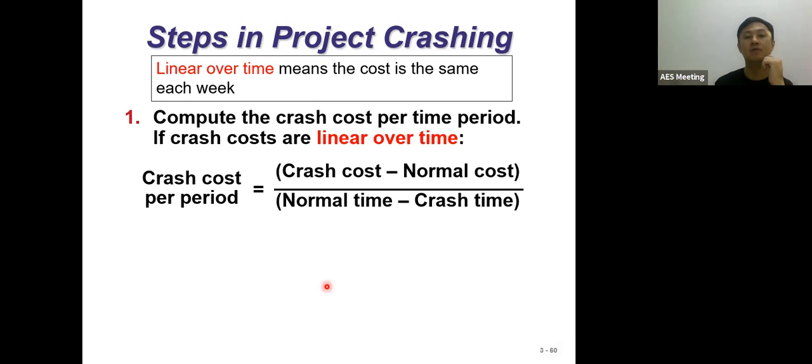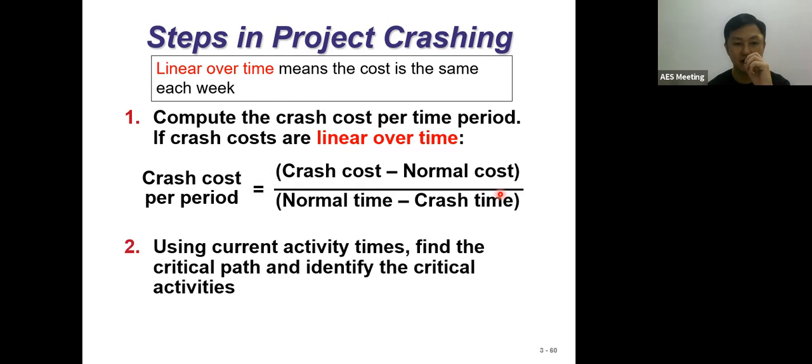First and foremost, in project crashing we have the crash cost per time period. The formula is the crash cost minus the normal cost, divided by the normal time minus the crash time. That gives the crash cost per period. Moving forward, using the current activity times, we find the critical path and identify the critical activities.